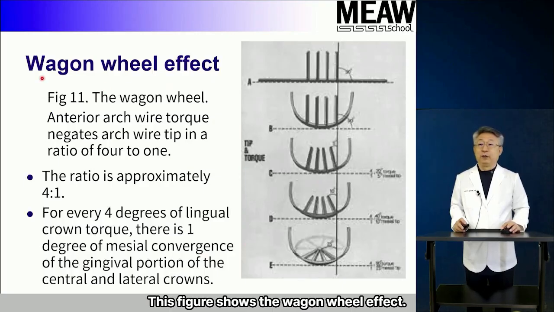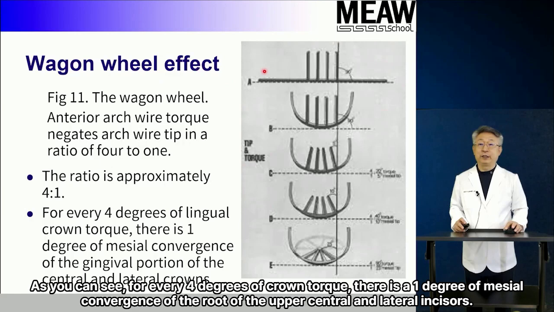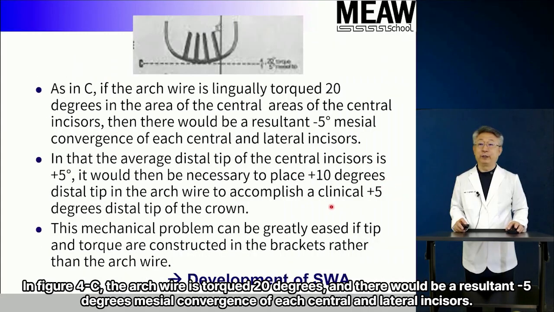This figure shows the wagon wheel effect. As you can see, for every 4 degrees of crown torque, there is a 1 degree of mesial convergence of the root of the upper central and lateral incisors. In Figure 4, the archwire is torqued 20 degrees, and there would be a resultant 5 degrees mesial convergence of each central and lateral incisor.